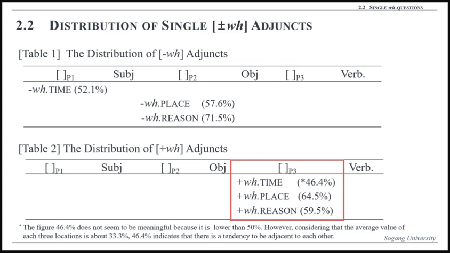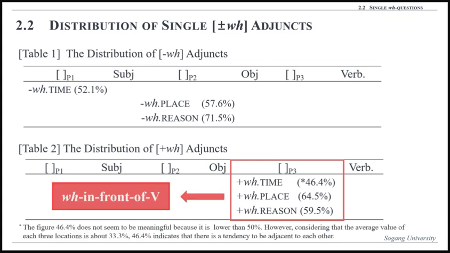It means that the pre-verb position is apparently the most preferred position for the plus WH adjunct, and we call this the WH in front of V property.